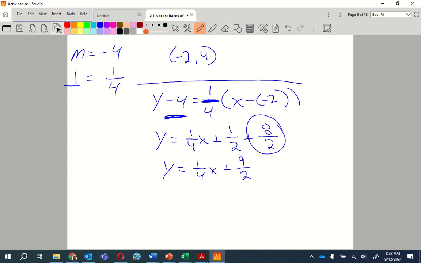And this is which line? The normal line. It's kind of weird, right? It's referred to as the normal, but it's not. It's perpendicular, but it's the normal.